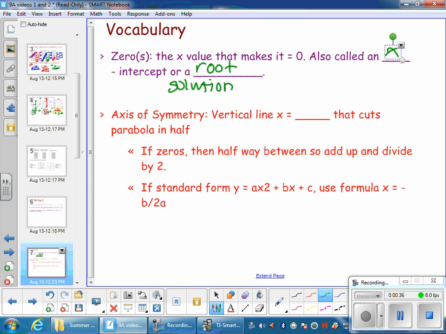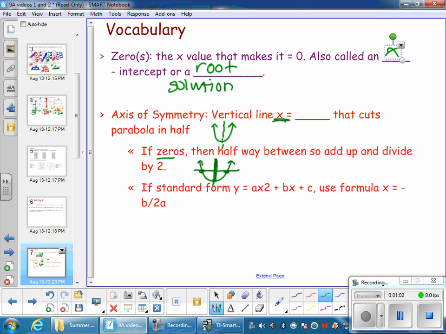Okay. The axis of symmetry is the vertical line, or x equals line, that cuts the parabola in half. So if you look at a parabola, it's symmetrical. So the axis of symmetry is that line that divides it in half. If you know the zeros, it's halfway between them. So if I have a parabola here, if I know the zeros, I just find the middle of the zeros to find the axis of symmetry. And you add those two numbers up and divide by 2.